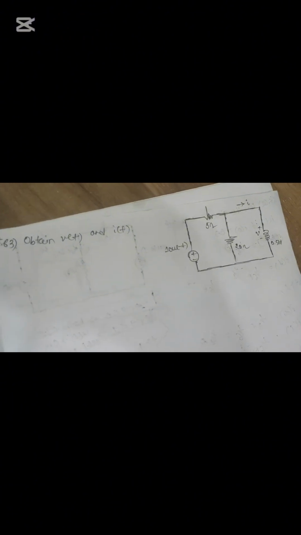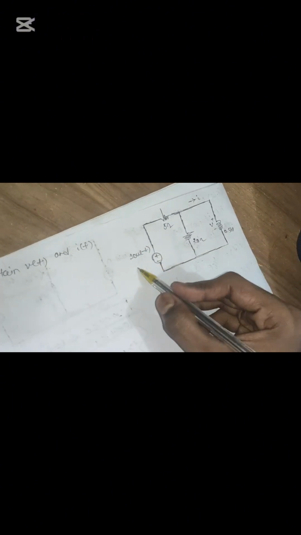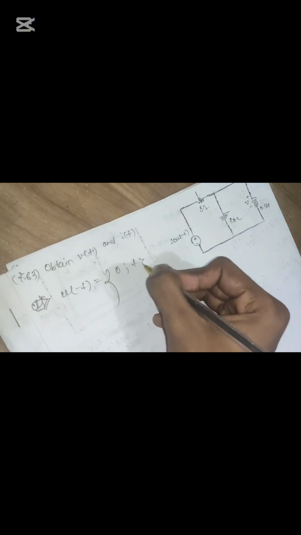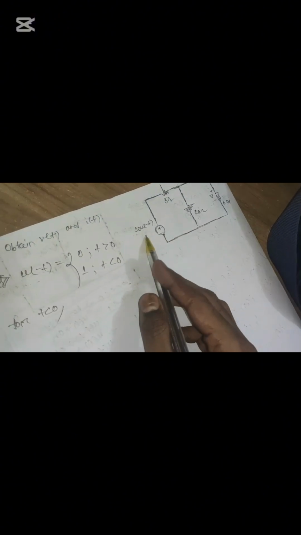Now we have to solve problem number 7.63. The problem says obtain v(t) and i(t) for the circuit. Here we have a singularity function. Voltage is given as a singularity function, which will be 10u(−t). As we know, for the singularity function, we have discussed this earlier also. So u(−t) will be what? 0 for t greater than 0 and 1 for t less than 0, right? Now for t less than 0, what will be the value of u(−t)? It will be 1.